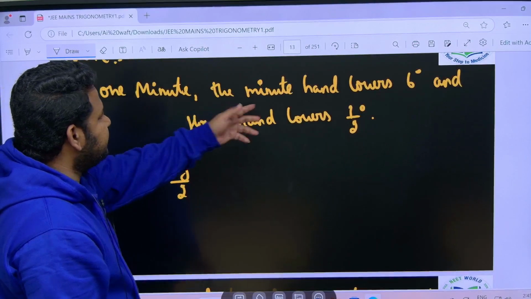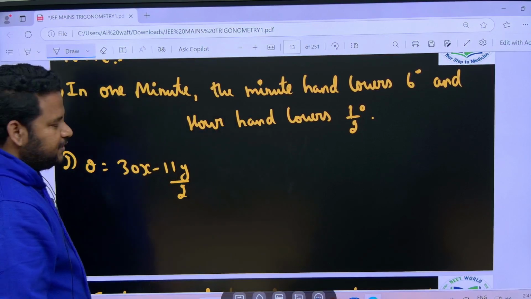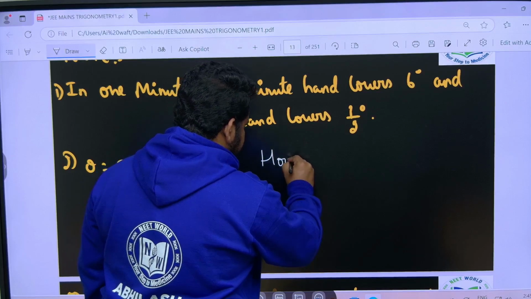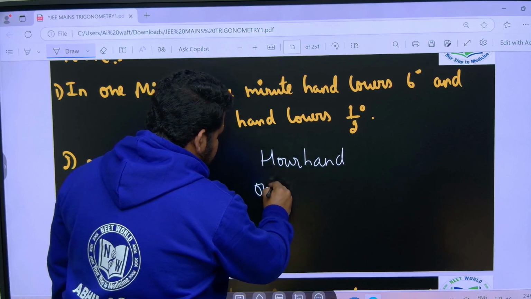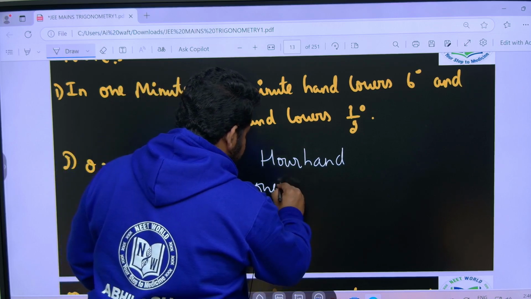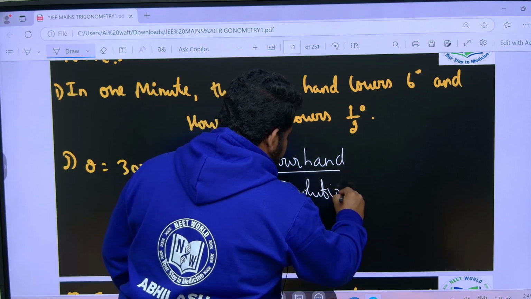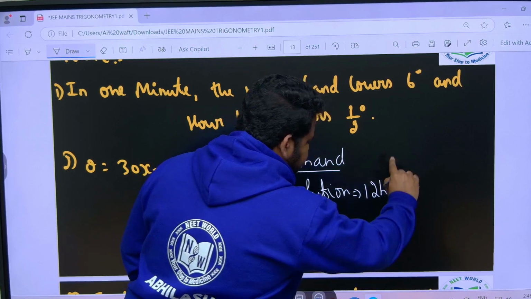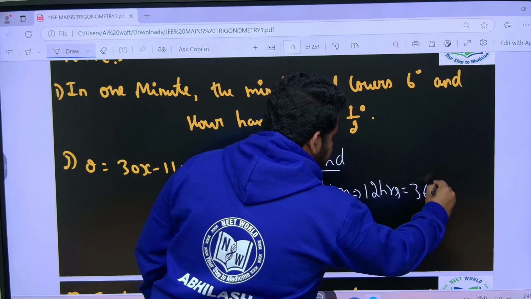If in 1 minute the minute hand covers 6 degree, in an hour the hour hand covers 30 degree. This we are talking about clock. When you talk about clock, one thing you have to remember. Suppose in one revolution, it will cover how many hours? It will cover 12 hours. In one revolution, that is one complete circle, what is the angle? What is the degree it covers? It covers 360 degree.